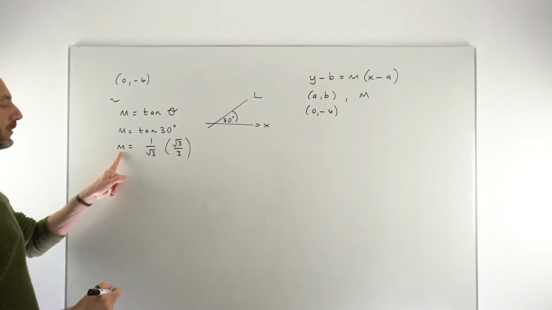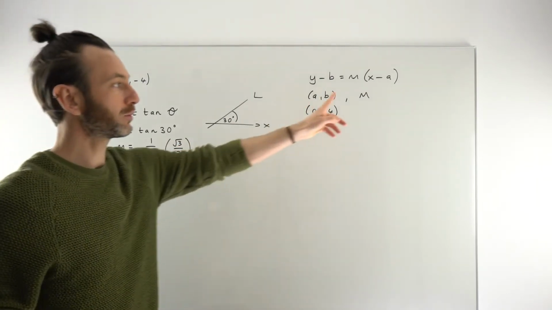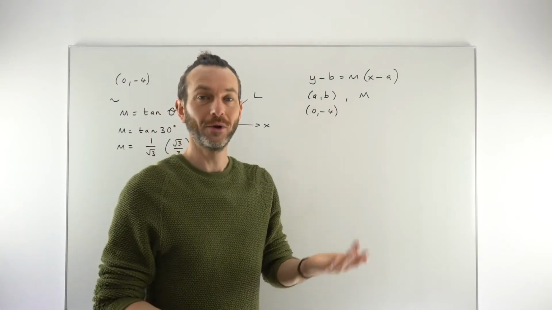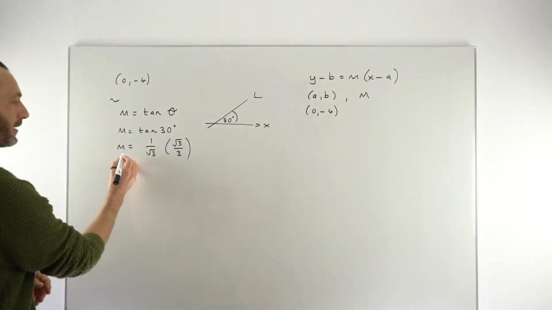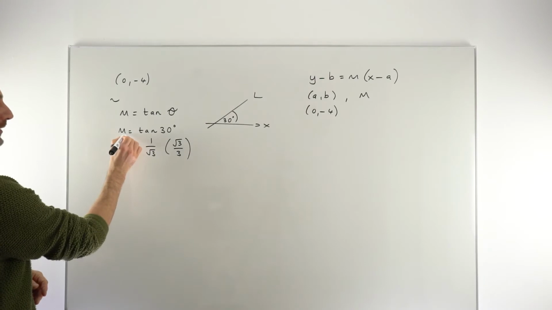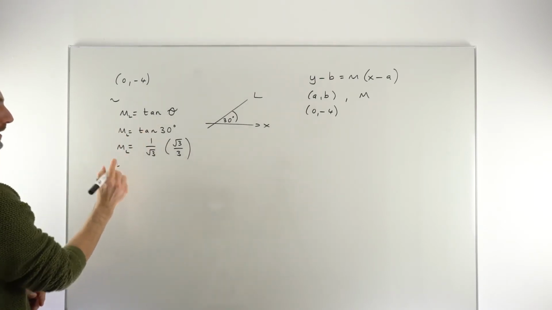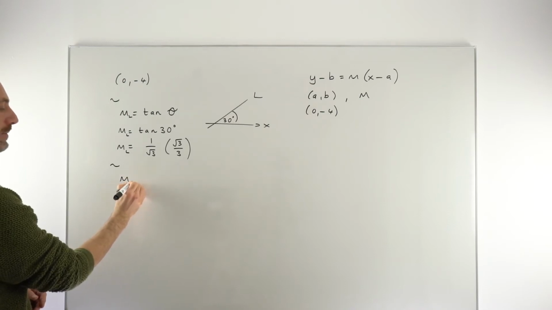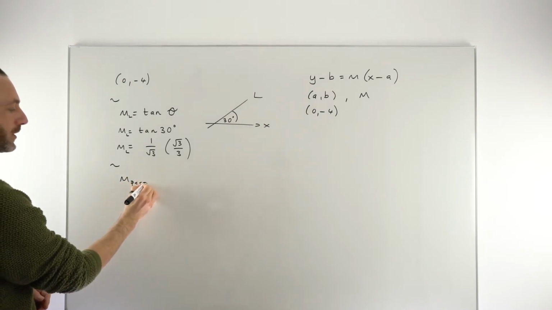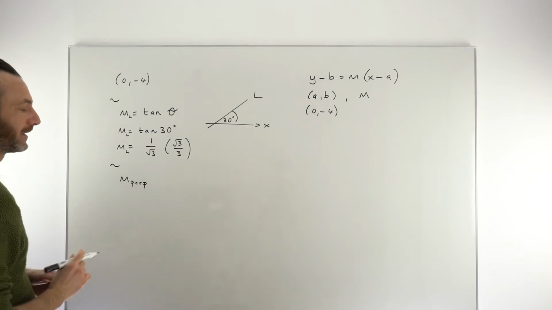Now we've got a gradient, but it's not the gradient of our line, it's the gradient of the line that's perpendicular. I might just clarify this by putting a subscript L on these. So that's the gradient of the line L. We're interested in the gradient of the line perpendicular, so we can maybe call that m perp, just to suggest that it's perpendicular to the line L.